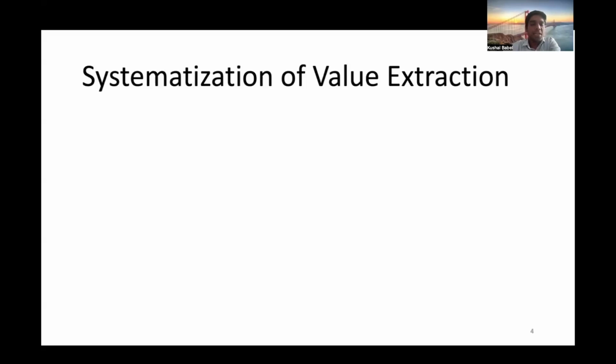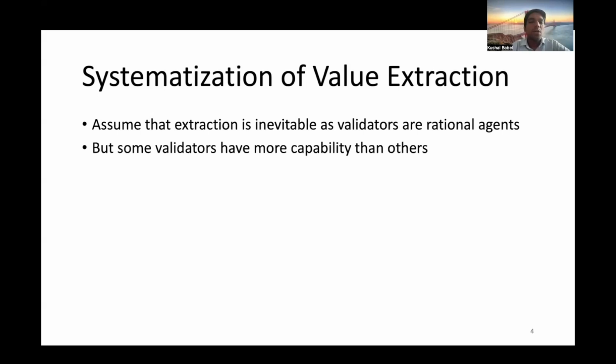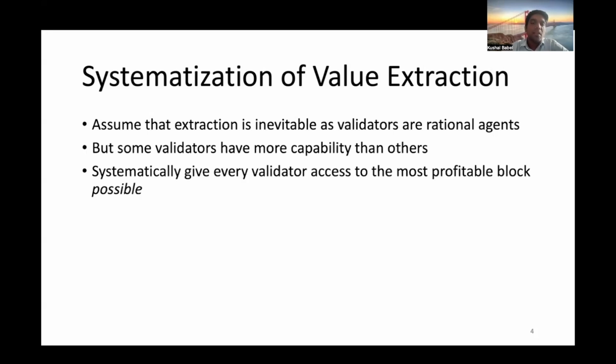So the first one is what I call systematization of value extraction. In this approach, the community assumes that, okay, extraction is inevitable. We can't do anything about it because validators are rational entities. And so might as well just focus on democratizing this extraction because some validators have more ability to extract and some validators have less ability to extract. So might as well just also equip the less sophisticated validators to be able to extract as much value as a sophisticated validator. Okay. So this systematically gives every validator access to the most profitable block that is on offer.